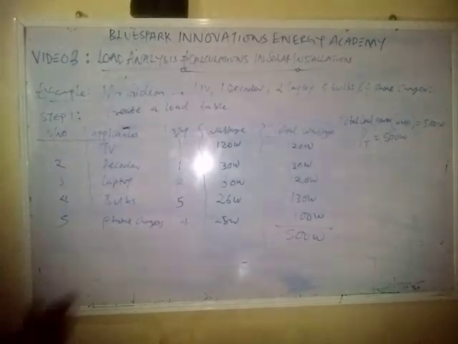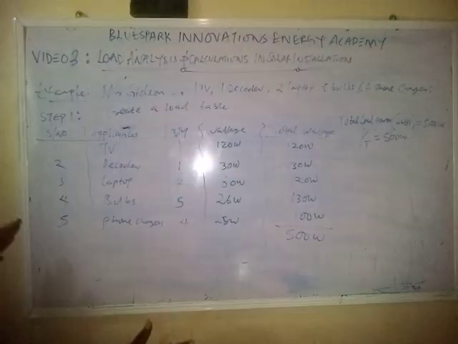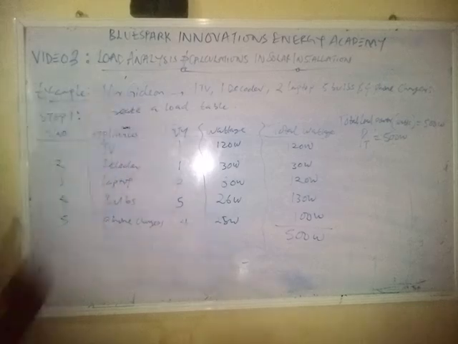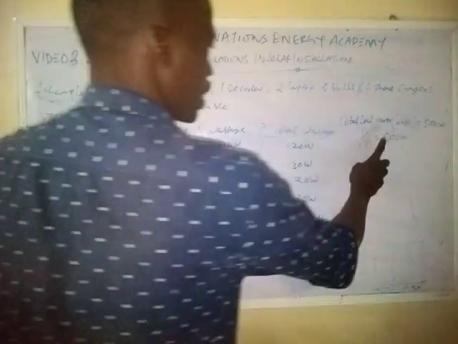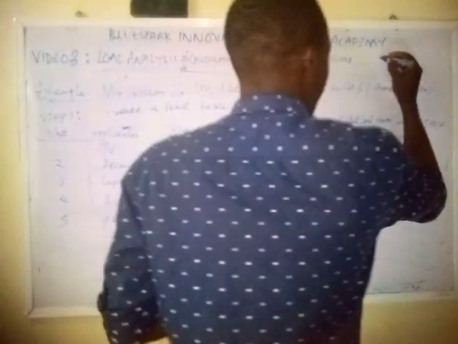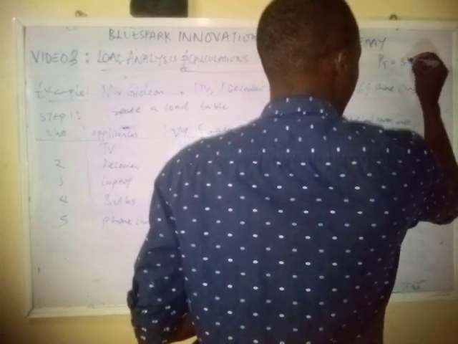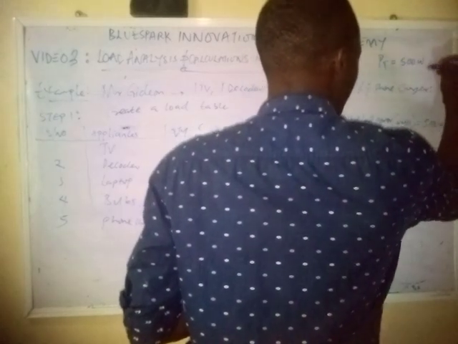Now, what is step 2? I hope you've seen this. I'm going to clean this so that I can write out step 2. Let's just take note that our PT, let's write it here. PT, total power, is what? 500 watts. For what? For the load.